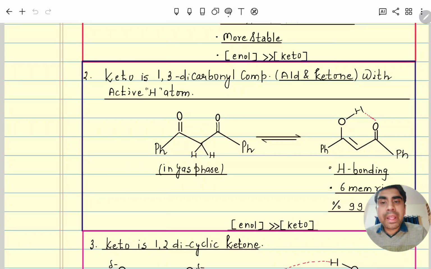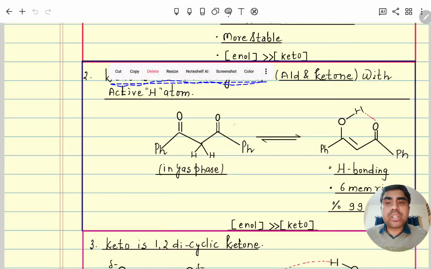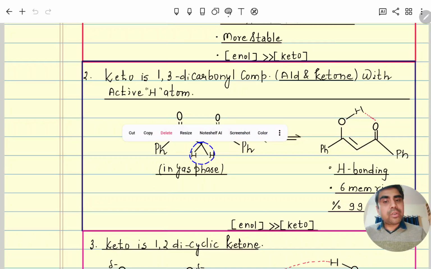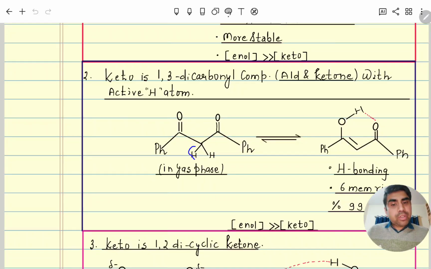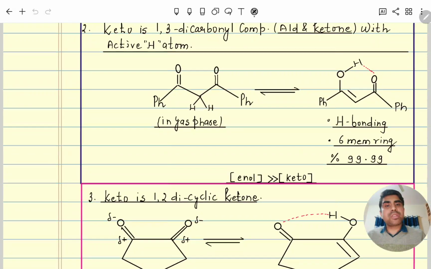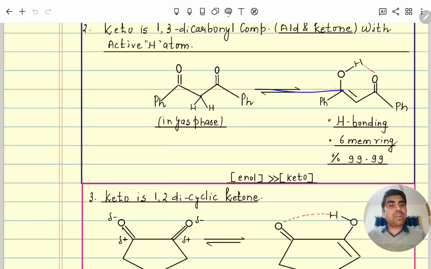So here you can see that keto 1,3 dicarbonyl system with active hydrogen. Active hydrogen means here it should have active hydrogen. So that active hydrogen will do enol tautomerism, means here enol will be formed, and due to hydrogen bonding it will have chelation, 6-membered chelation, and due to chelation it will be more stable. Due to hydrogen bonding it will be more stable. Hence enol will be almost 99.9%, means 100%. This reaction will move in the forward direction. K equilibrium will be greater than 1.